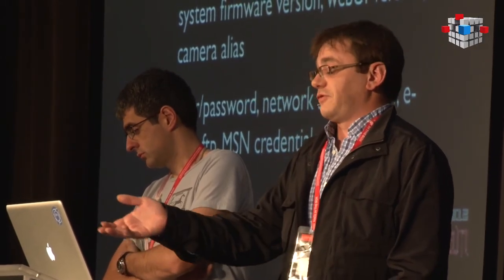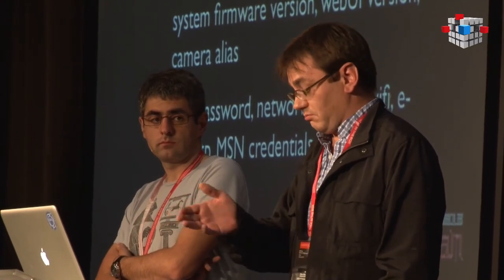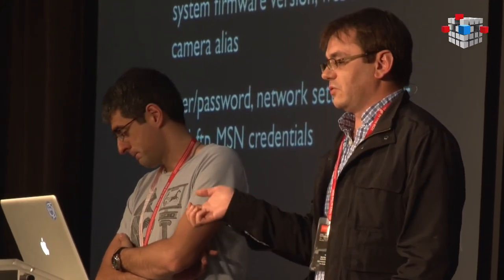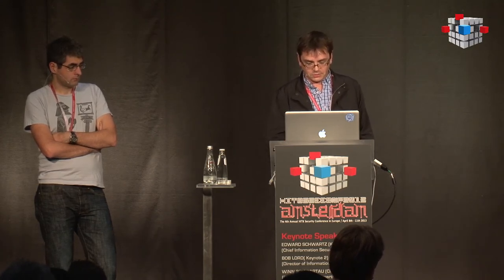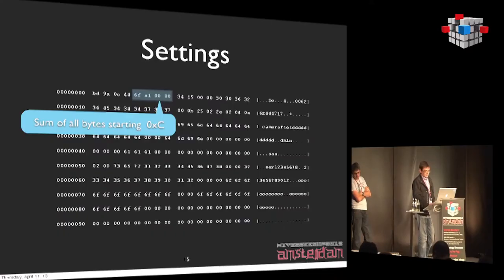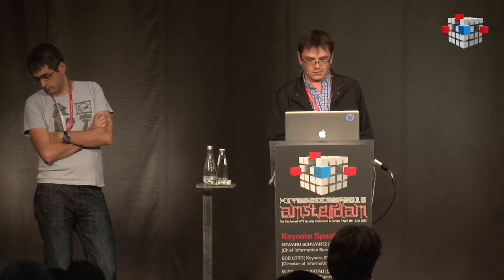It contains all the sensitive information: all your credentials for the camera, your network settings, your Wi-Fi settings and credentials, and email credentials, if you set up your camera to send you snapshots of what's happening, or if some movement is detected. Surprisingly, their tutorial video, which most housewives, for example, are going to follow, uses Gmail as an example, and a lot of people provide Gmail credentials in the camera to send that information to their Gmail accounts. And the settings file is the same: the third word is the checksum.